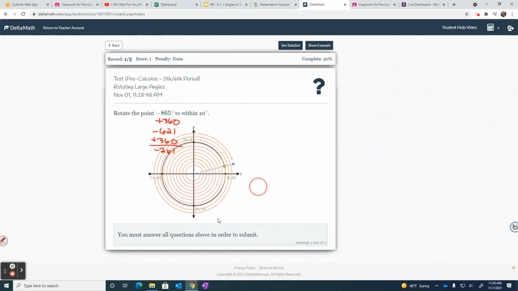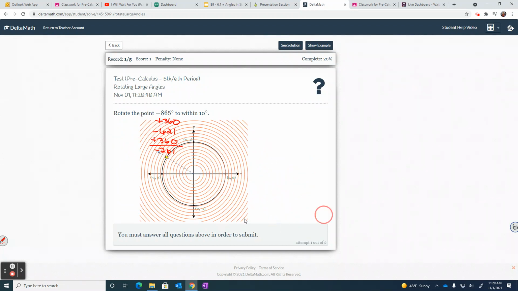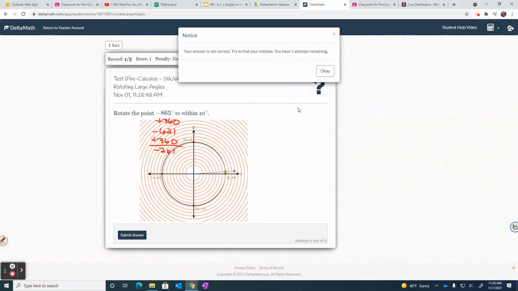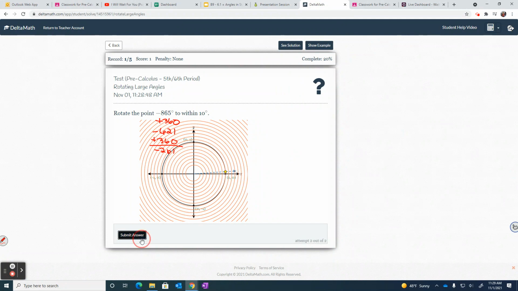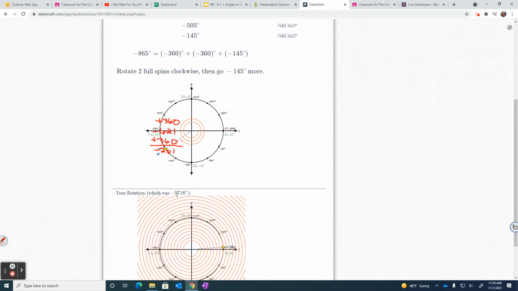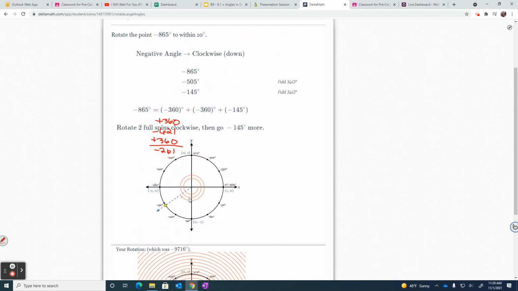I was playing with this earlier. You can make this go as many times as you want, and then it'll actually do the calculation for you. So you can mess around with it. I at least thought it was amazing. And no, it was not right. Let's try it again. And my angle was negative 9,716 degrees.